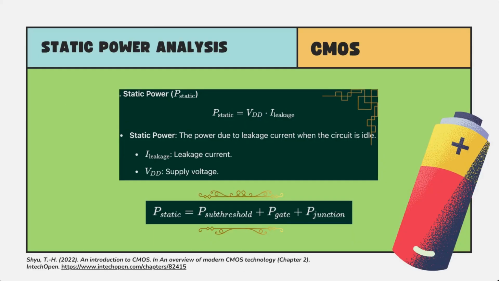And here is the formula for calculating the static power. It is simple. Just multiply the supply voltage and the leakage current. Static power is the power due to leakage current when the switch is idle. To calculate the overall P static, you need to add the P subthreshold, the P gate, and the P junction leakage.